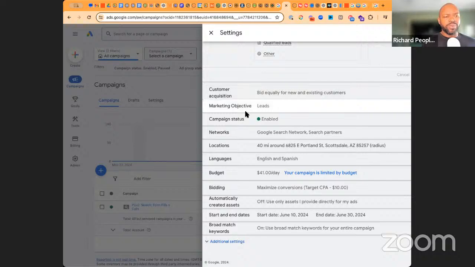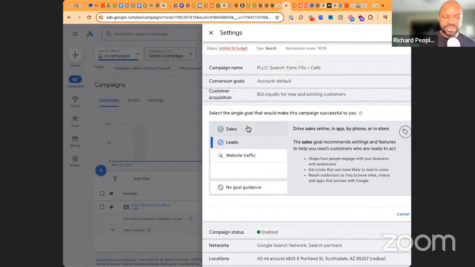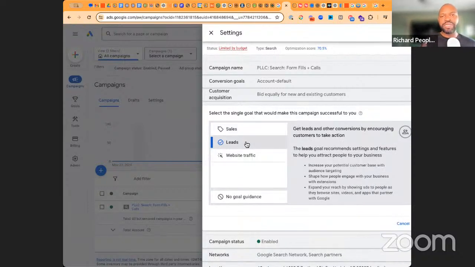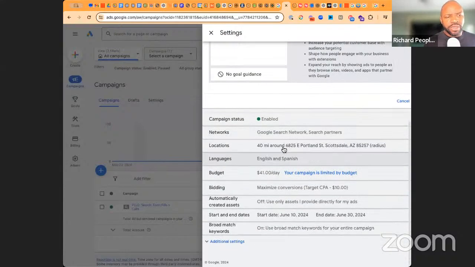And then, we can say our objective: sales, like e-commerce; leads, people who are interested in a service that you sell or offer; website traffic; or brand awareness, I want people to know I exist. So you have these goals. And then you also have networks.